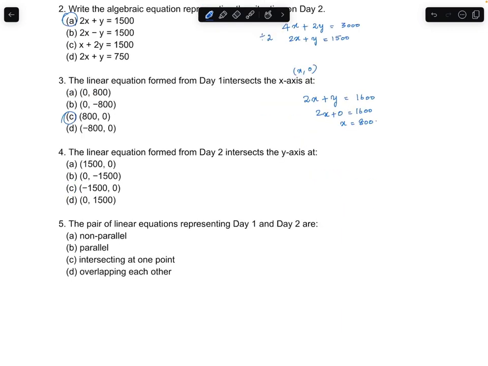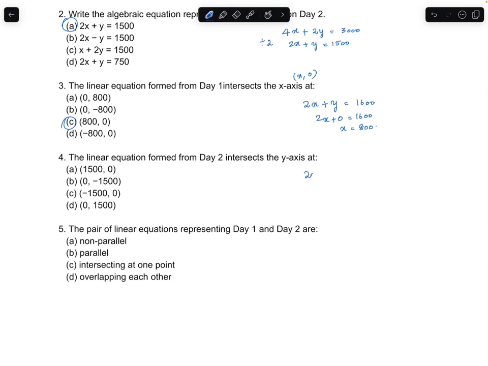Question 4. The linear equation formed from day 2 intersects the y-axis at. Let's take the second equation. 2x plus y is equal to 1500. Since the line intersects at y-axis, any coordinate on the y-axis will be of the form 0 comma y. That is, x should be made as 0. 2 times 0 plus y is equal to 1500. That is, y is 1500. So the answer is option D.